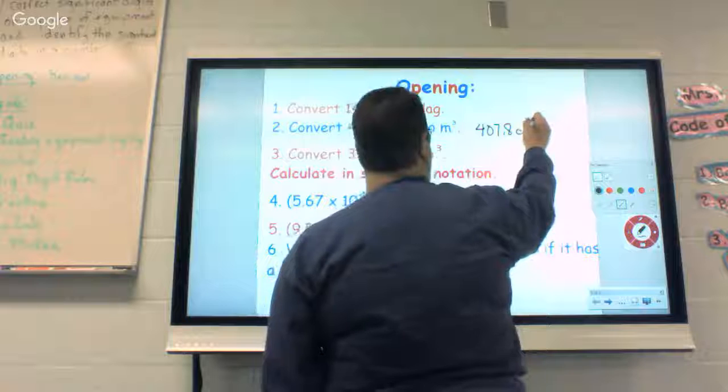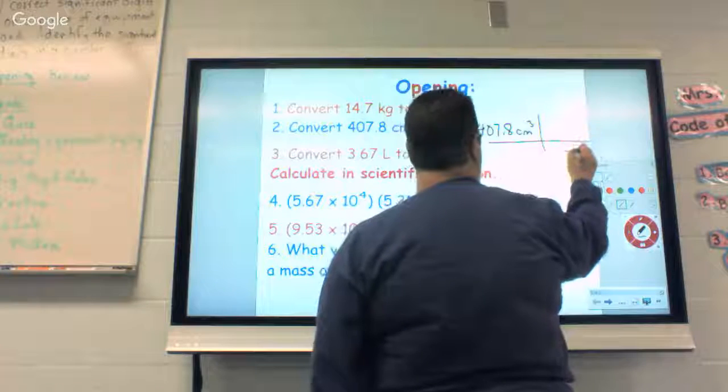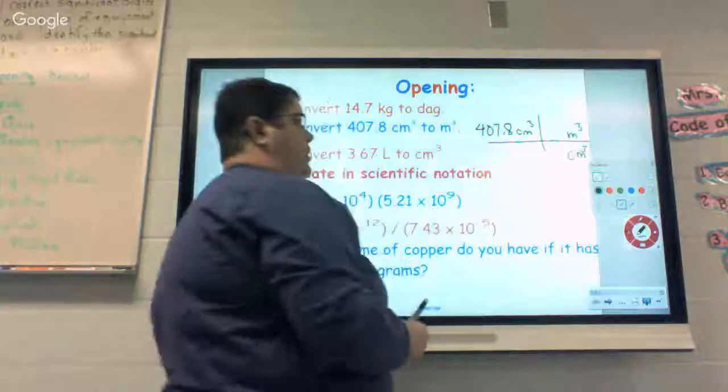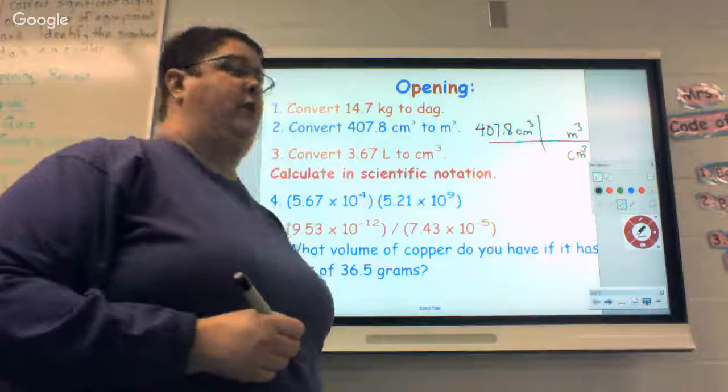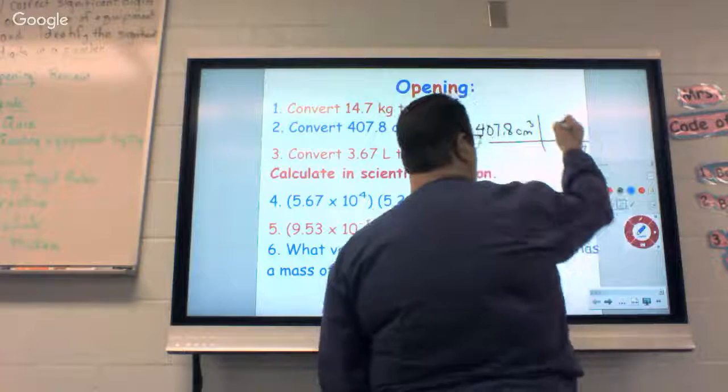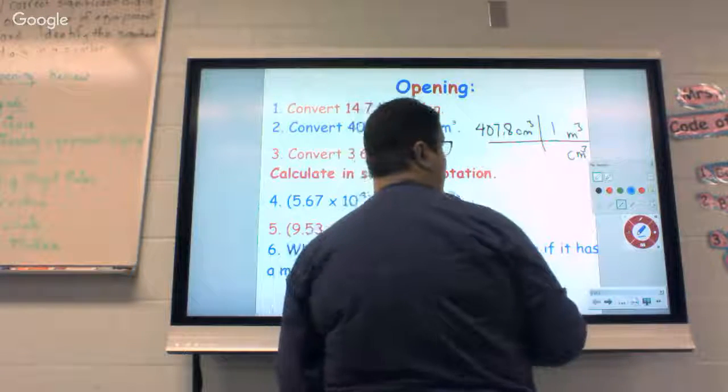You have 407.8 centimeters cubed, changing it to meters cubed. What's different about this question? They're both cubed, so what do I have to do different? Cube the number. So who's bigger this time? Meters, we're putting a 1 there. How many places between meter and centimeter?